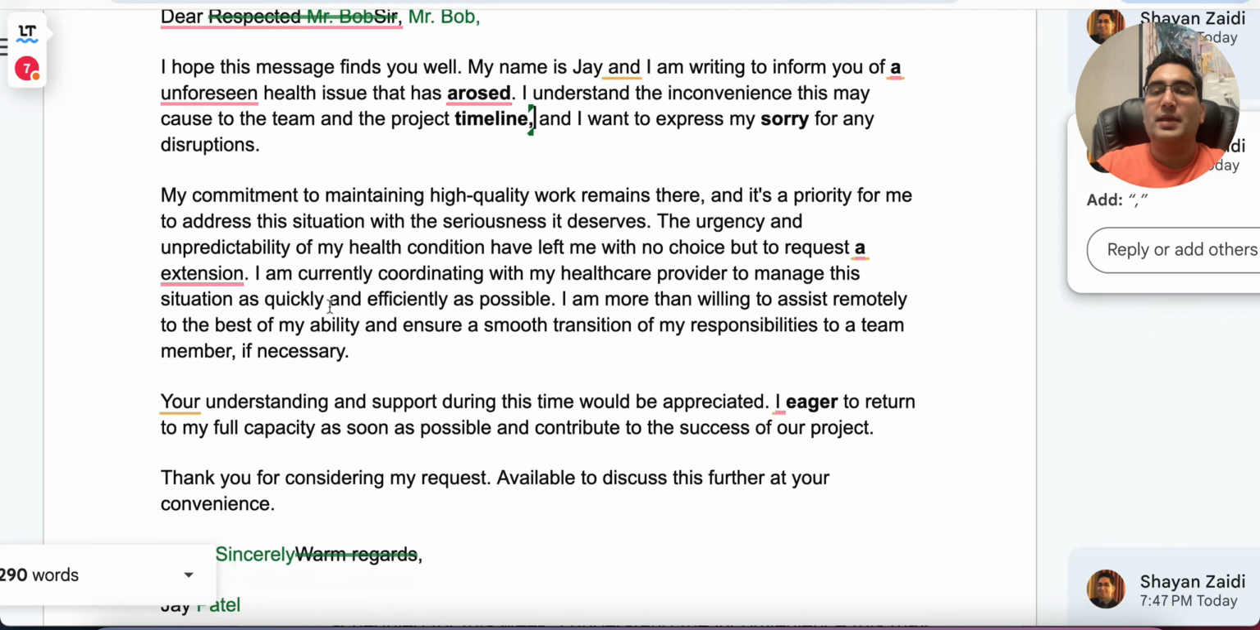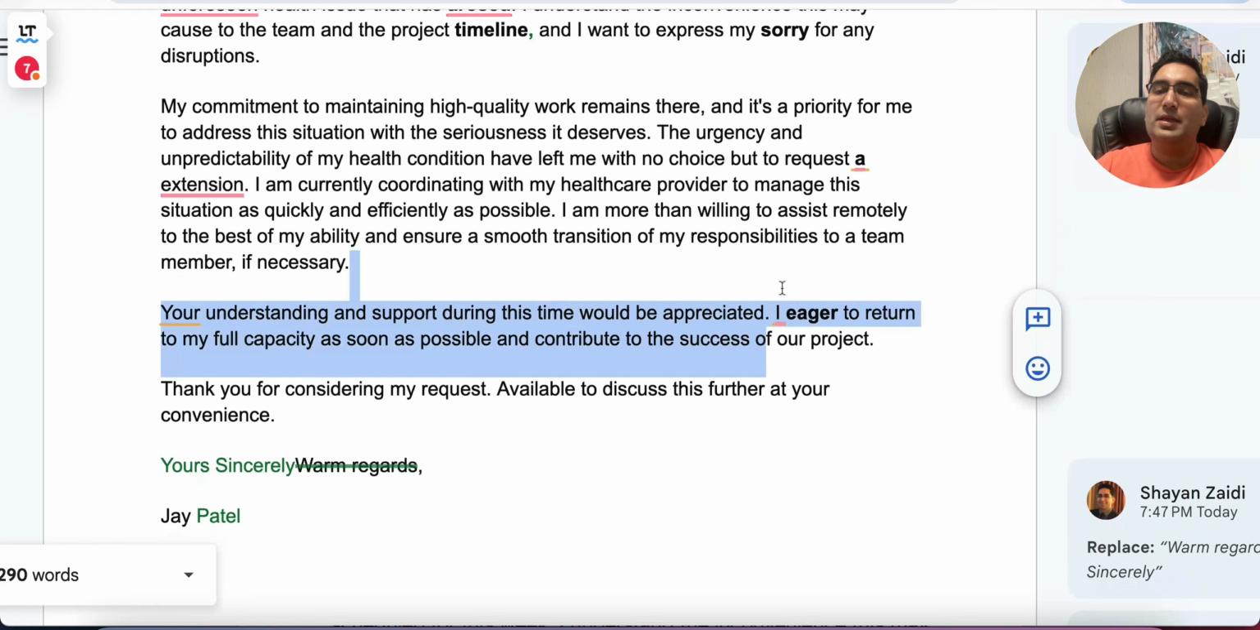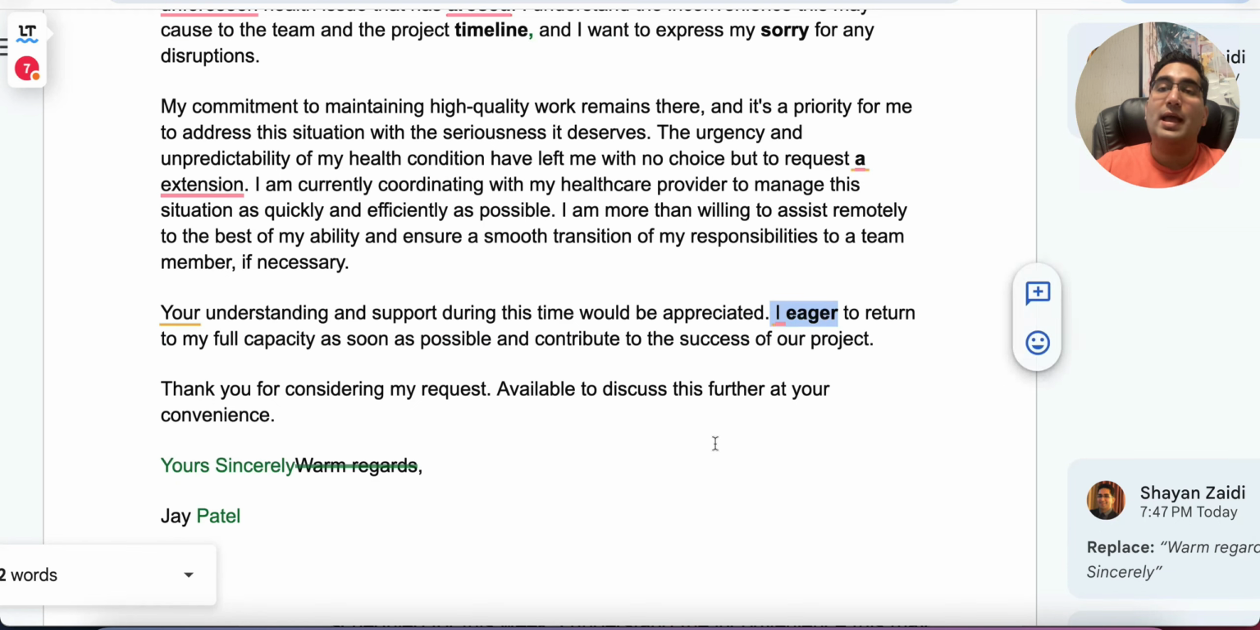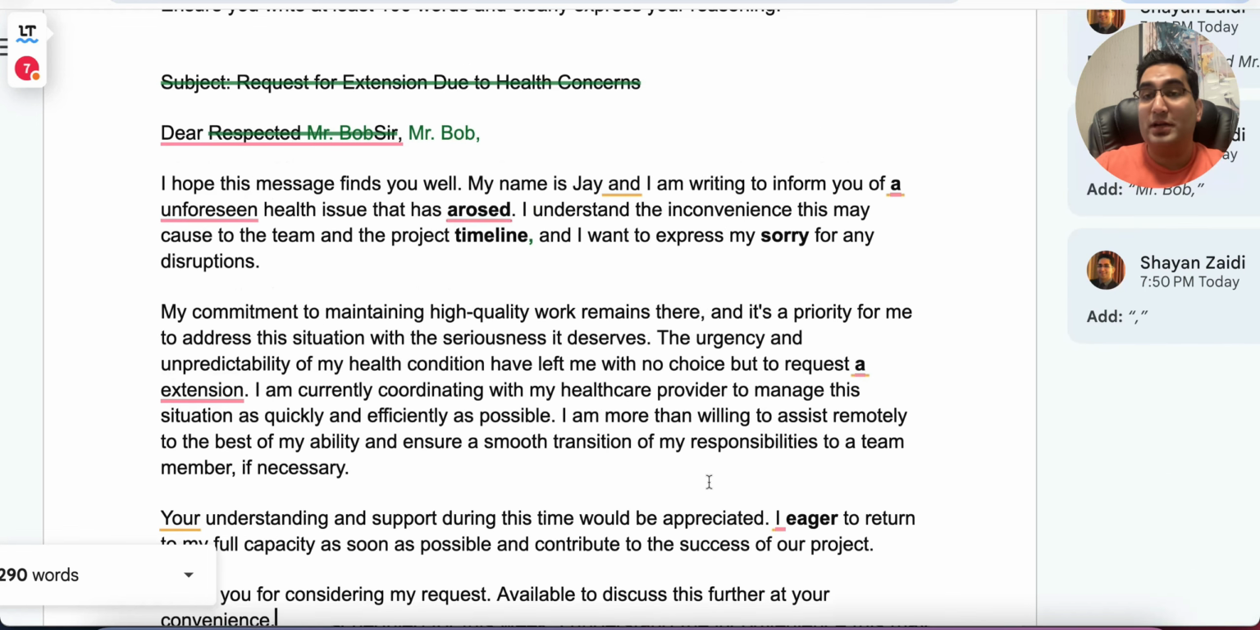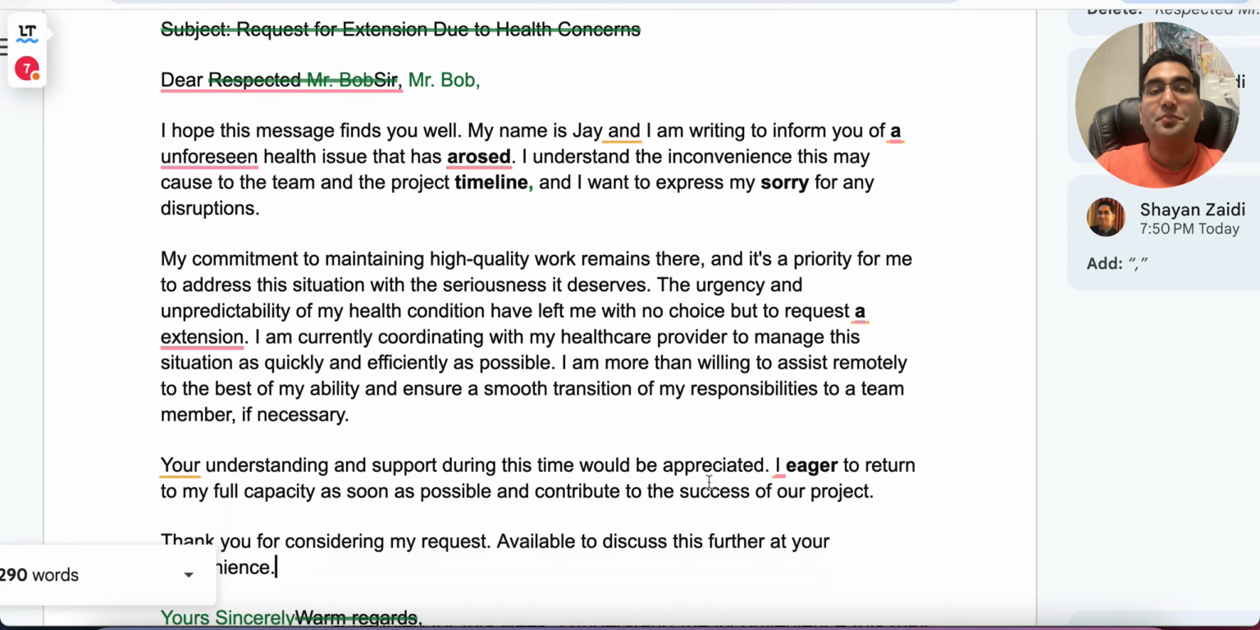"A extension" should be "an extension." "I eager," right here, sorry. "I eager" should be "I am eager." With all these grammar mistakes, you lose CLB 9 easily. Right away you have lost that, and then you have all those other major mistakes going on.